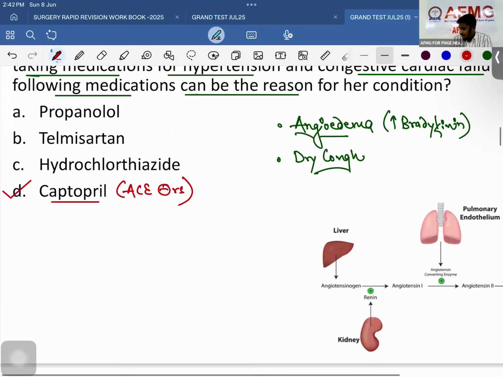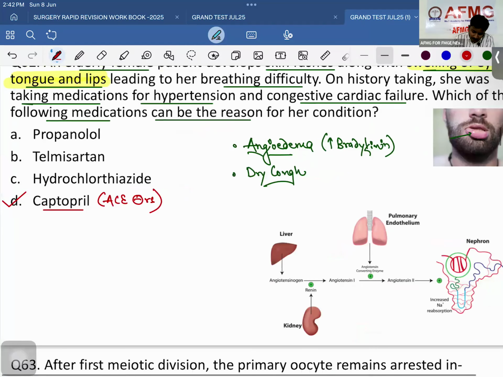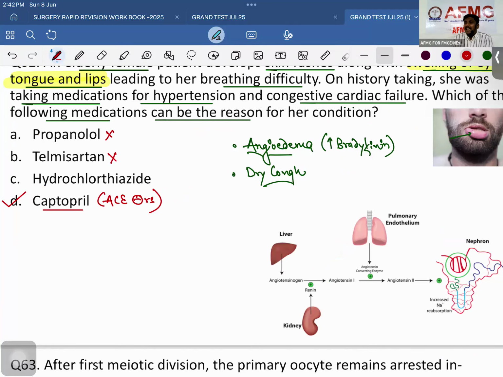These ACE inhibitors, captopril, lisinopril like drugs, will stop the RAAS mechanism and therefore help in decreasing the blood pressure of the patient. Propranolol is a beta blocker. It does not cause any edema. Telmisartan is an ARB or angiotensin receptor blocker. They have similar action to that of ACE inhibitors, but they do not cause side effects like angioedema or dry cough because they do not increase the bradykinin levels. In a previous year exam they even asked which chemical molecule is responsible. Answer is bradykinin. Please remember that.